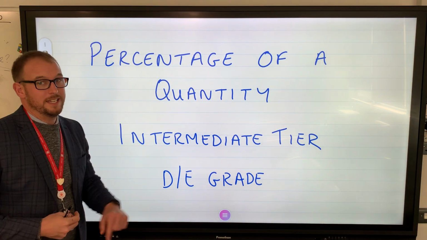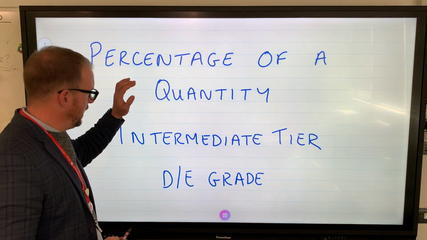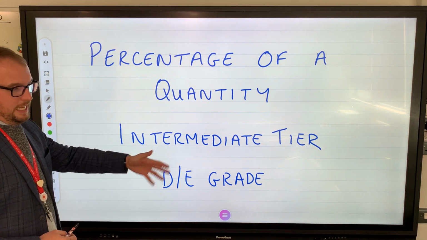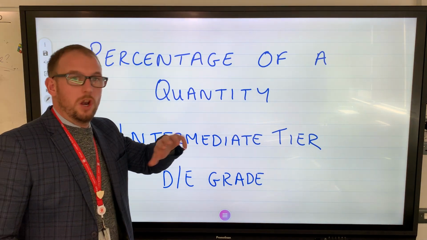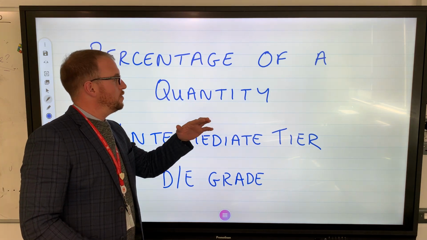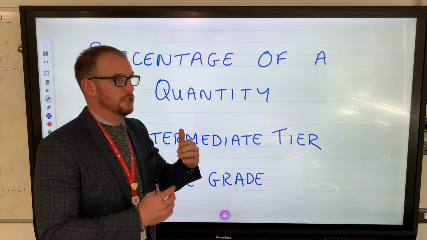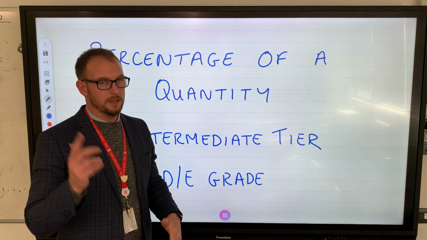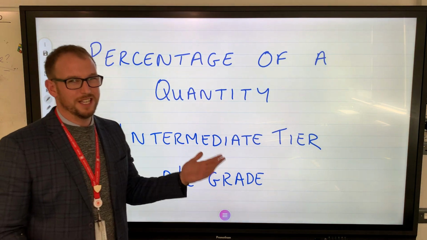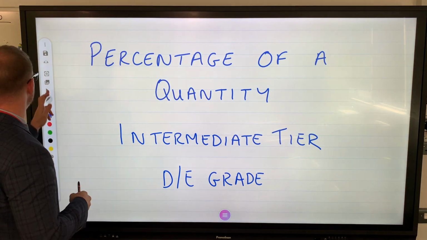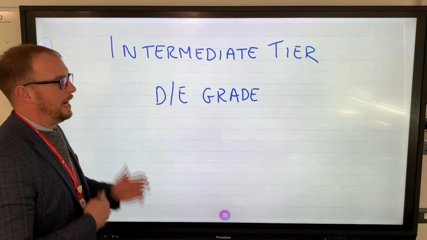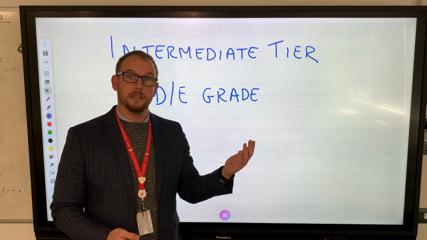Okay, so percentages of a quantity. Intermediate tier, as you can see, is D and E grade. This is the lower end of intermediate tier, and you'll find that this skill is what you need to answer quite a few other questions at intermediate tier. So it's an essential skill that you really need to know. Now, there's a calculator way and a non-calculator way.